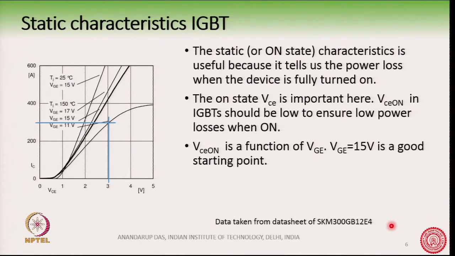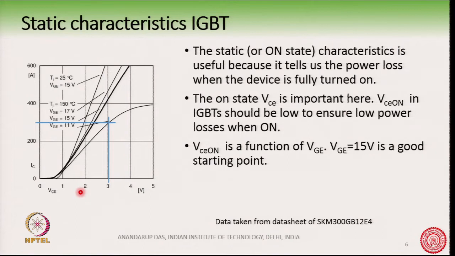Now, one thing you observe here is that VCE on is a function of VGE. You can see here several curves, and these curves change according to the gate emitter voltage. So, the gate emitter voltage is what is controlling the collector emitter voltage. The higher the value of VGE, you can see that for a specific value of IC, higher values of VGE will cause a lower value of VCE.